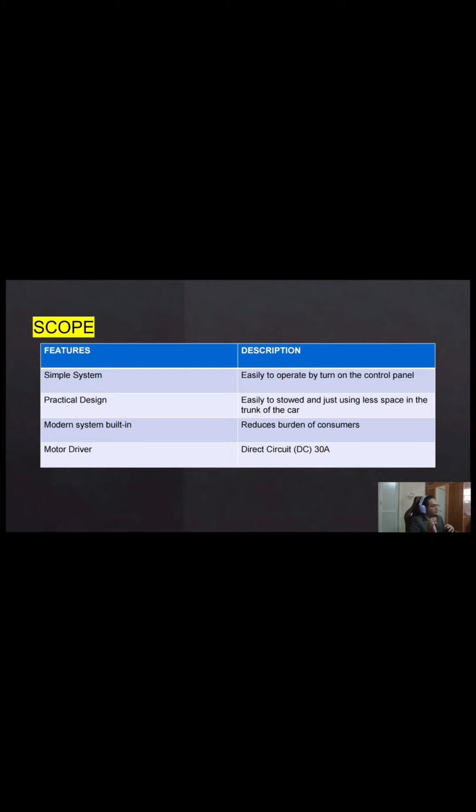Number four, the motor driver. We are using a direct current motor driver with 30A, so the maximum for this motor driver is 30A. We are using this motor driver in our project to prevent the main circuit from getting a short circuit and blowing off. So we are using this motor driver as our relay. I will pass to Muhammad Hazim Hilmi bin Mazlan to continue our presentation.